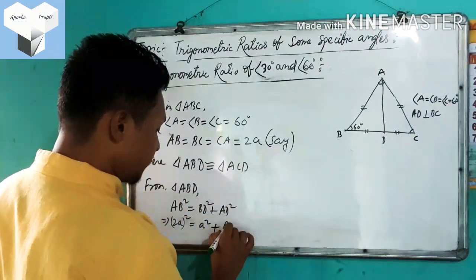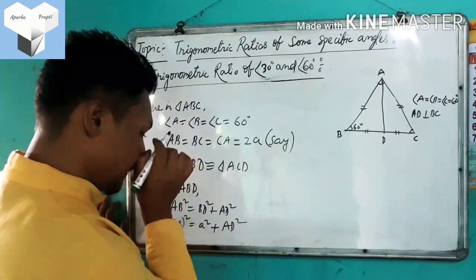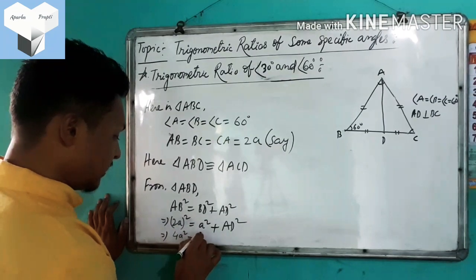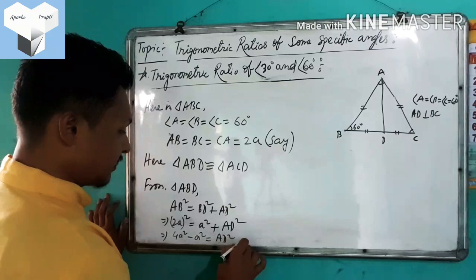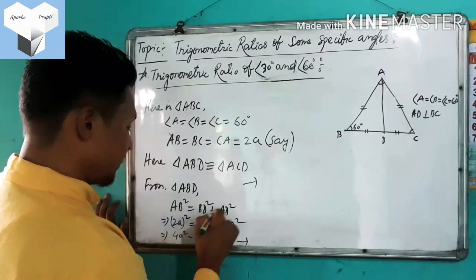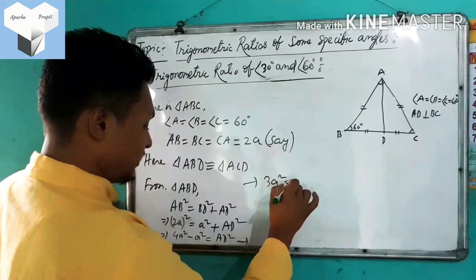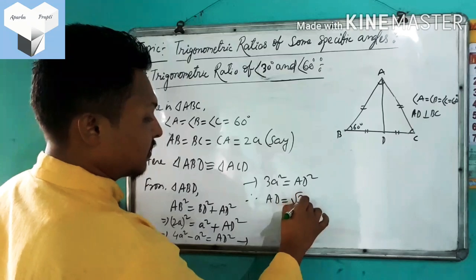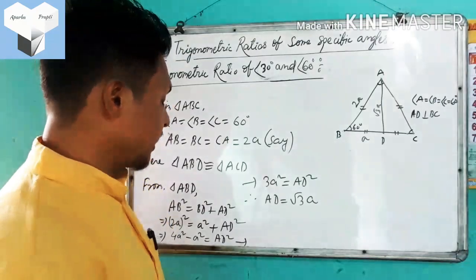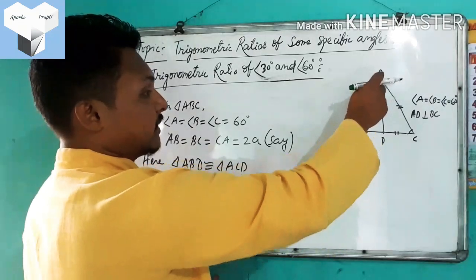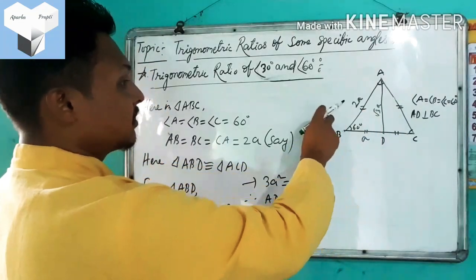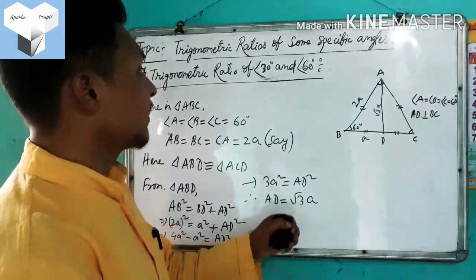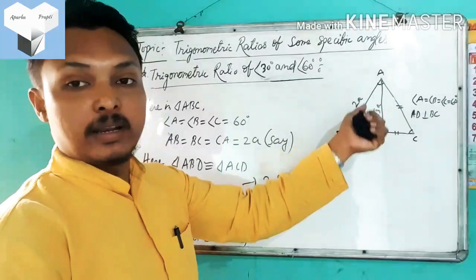AD is not given, we are going to find the value of AD. So AD will remain as AD. That means on squaring it will be 4A square minus A square is AD square. So 4A square minus A square is thrice A square, equal to AD square. So finally AD is root over thrice A. In this way we have evaluated the lengths of all the required sides for finding trigonometric ratios of 30 degrees and 60 degrees. Let us move ahead for finding the trigonometric ratios using these lengths and data.